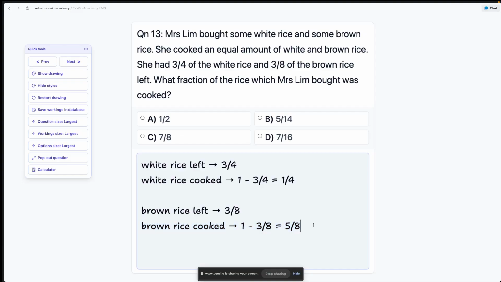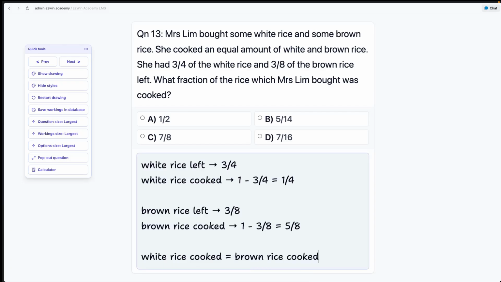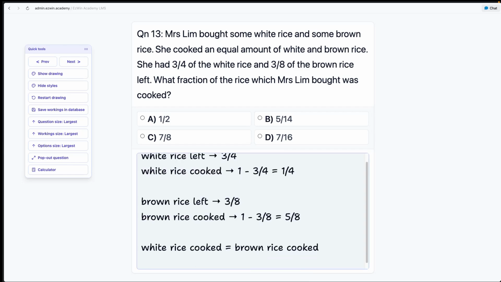Okay, so that's step 1 of this equal fraction concept. We need to know what are the things that are equal. So in this case, we know that the white rice cooked is equal to the brown rice cooked, as what you see over here, right? Like this. Then we can just put 1/4 is equal to 5/8. So 1/4 white is equal to 5/8 brown.